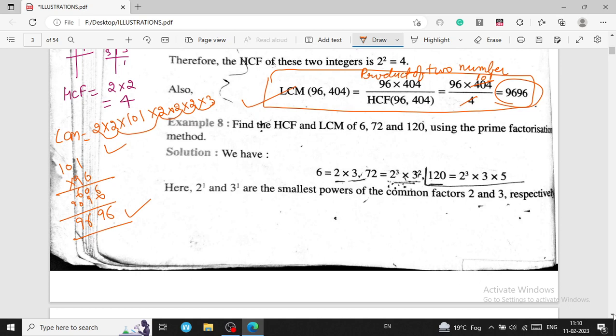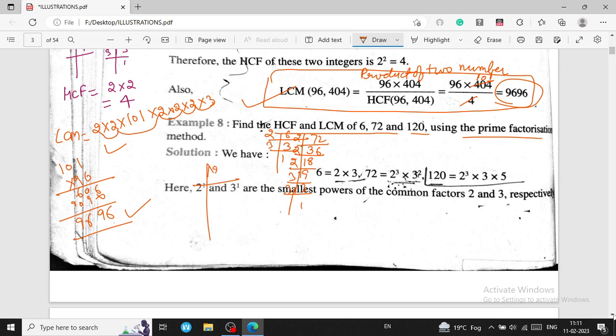Now in the next example, find the HCF and LCM of 6, 72 and 120 using prime factorization. Same, we have to find first of all the factors of 6. 2 3s are 6, 3 1s are 3. 72's factors: 2 36s are 72, 2 18s are 36, 2 9s are 18, 3 3s are 9, 3 1s are 3.